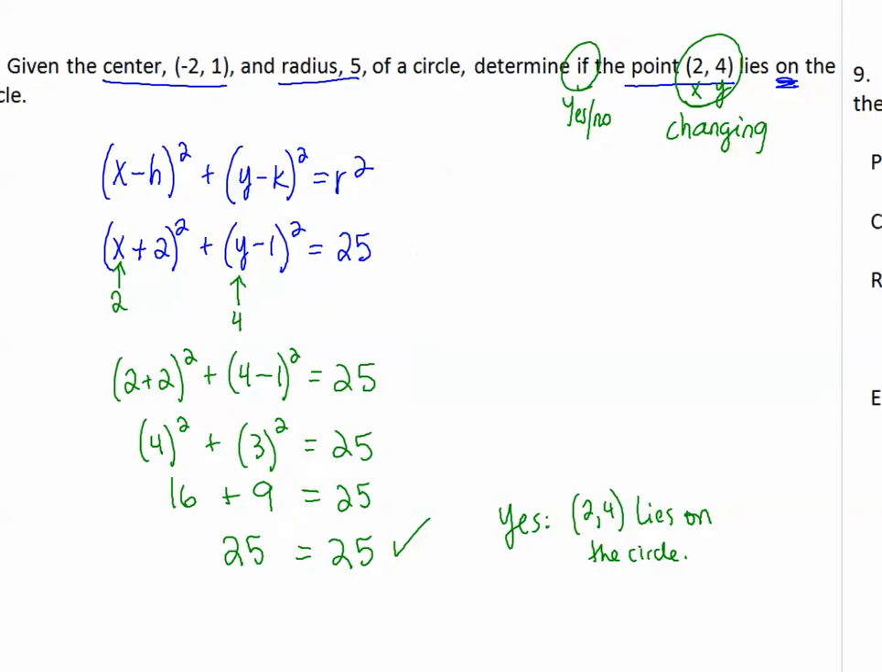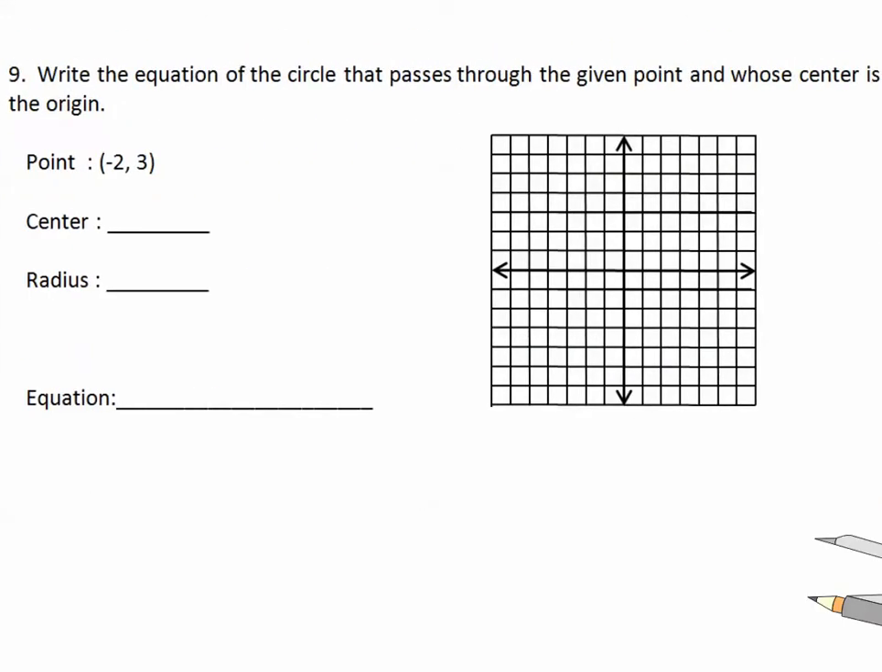What else are we going to see? Write the equation of the circle that passes through the given point and whose center is the origin. What does that mean, the origin? That's the point (0, 0), the origin of the graph. Remember to write the equation of a circle, (x - h)^2 + (y - k)^2 = r^2. We need the center, got it, and the radius. We don't have that yet, so we've got to figure that out.